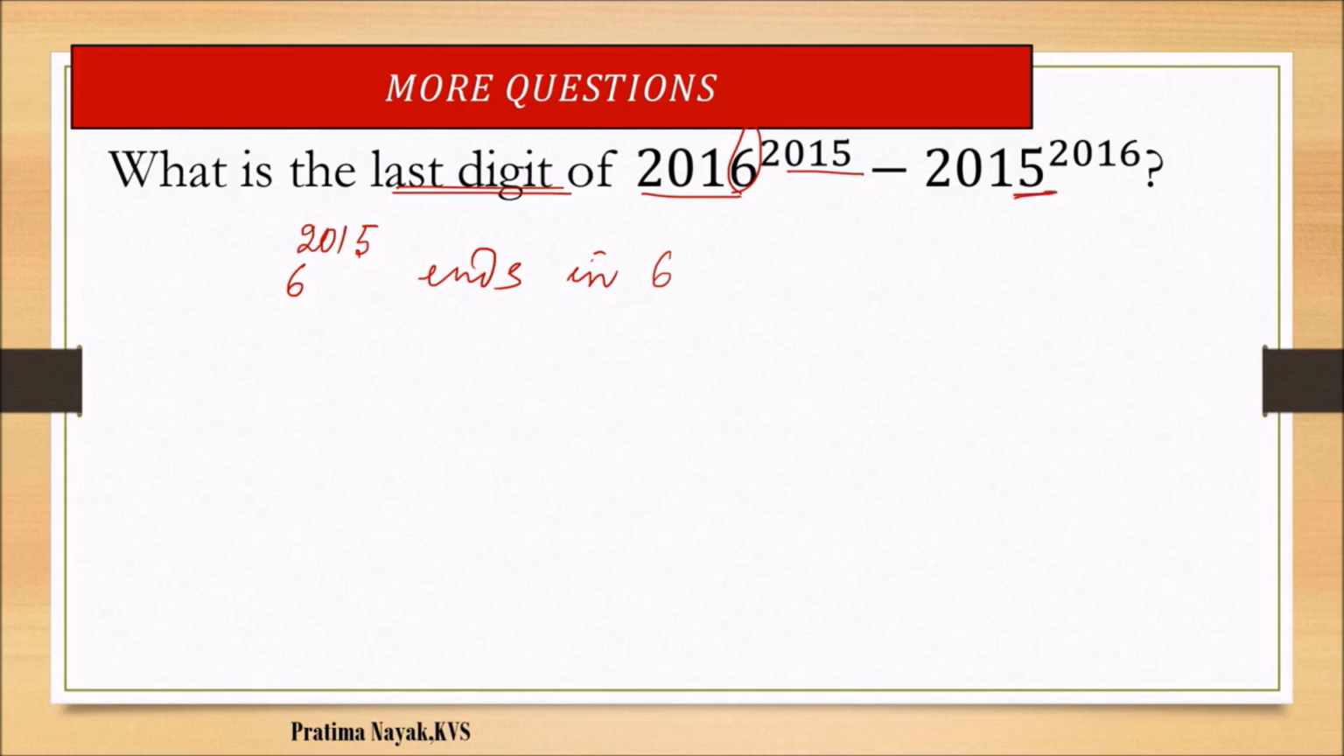Similarly, this is 5, 5 raised to the power 2016. Again, 5 to any power always ends in 5. So this result will be 6 minus 5, which is 1.